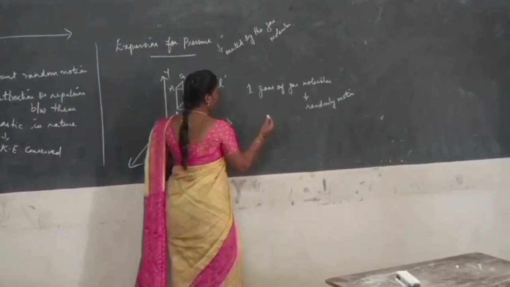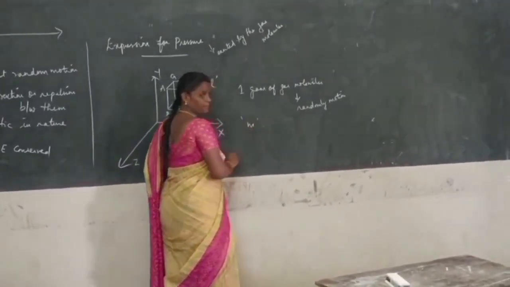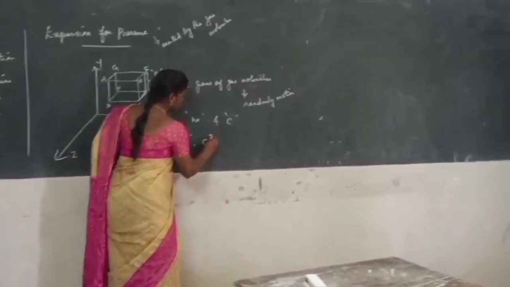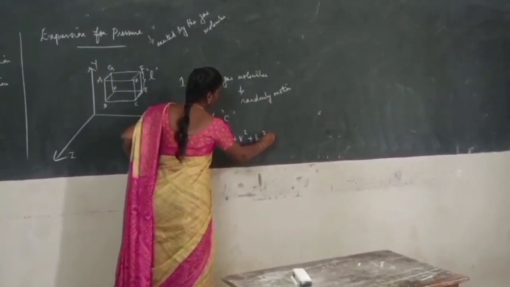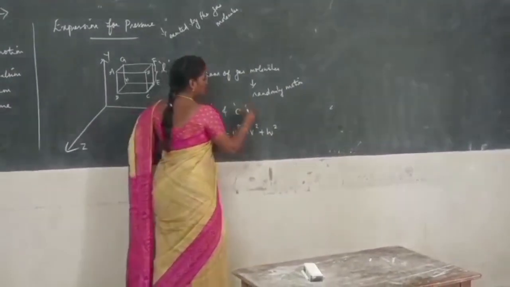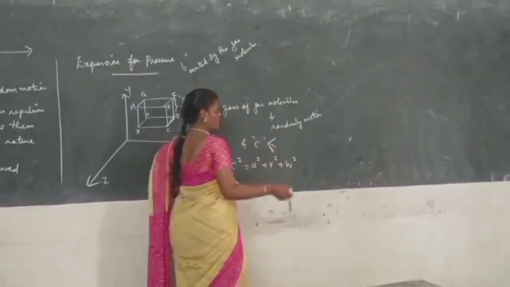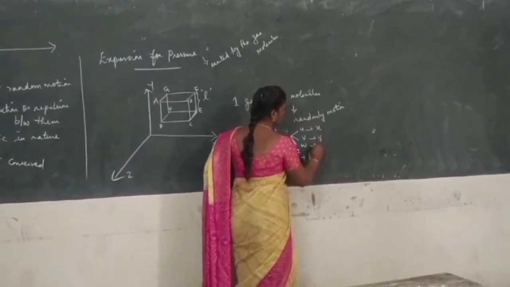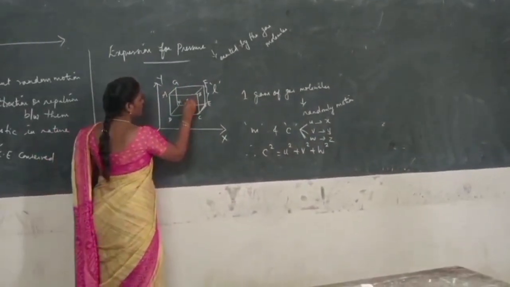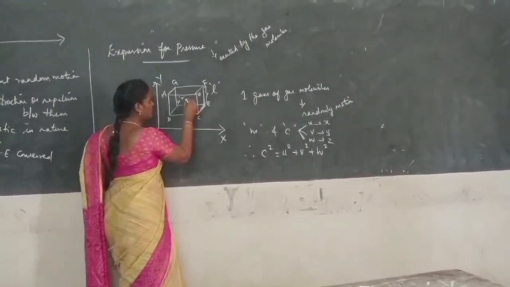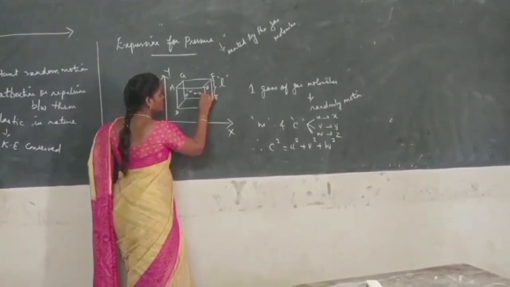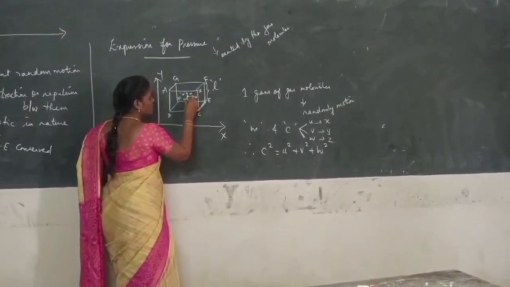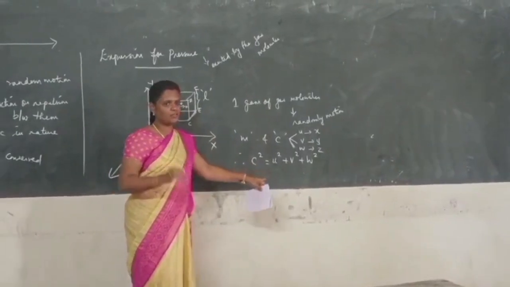And let me say any one of the molecules possesses the mass m, and its velocity is c. So we can write c square is equal to u square plus v square plus w square. We can resolve c into three components, that is u, v, w: u along the x axis, v along the y axis and w along the z axis. Consider any one molecule with mass m: if it moves along the x axis it possesses the velocity u, along y it is v, along z it is w. So this is how the velocity is resolved into three components.